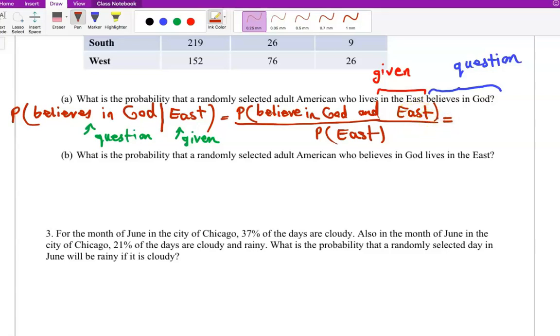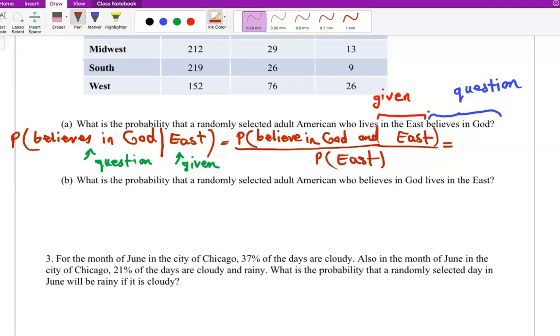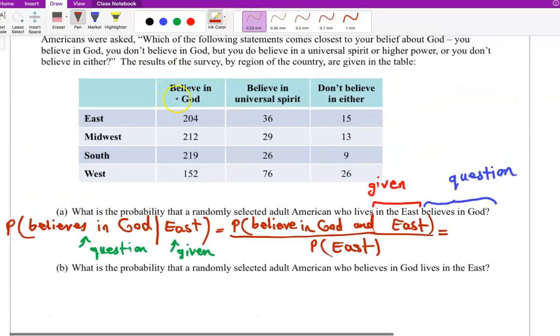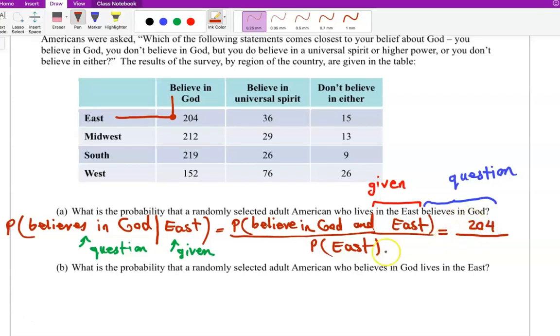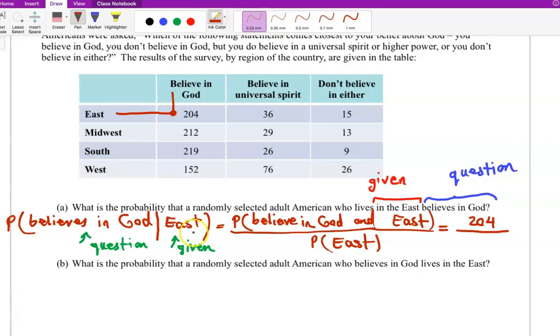Now we want to find the answer. Here is believing in God, and this is East. What we have in common is 204. And remember that I said when we have "and," meaning intersection, so it's this intersection symbol, that means find what you have in common, which is 204. And we should find how many people live in East.